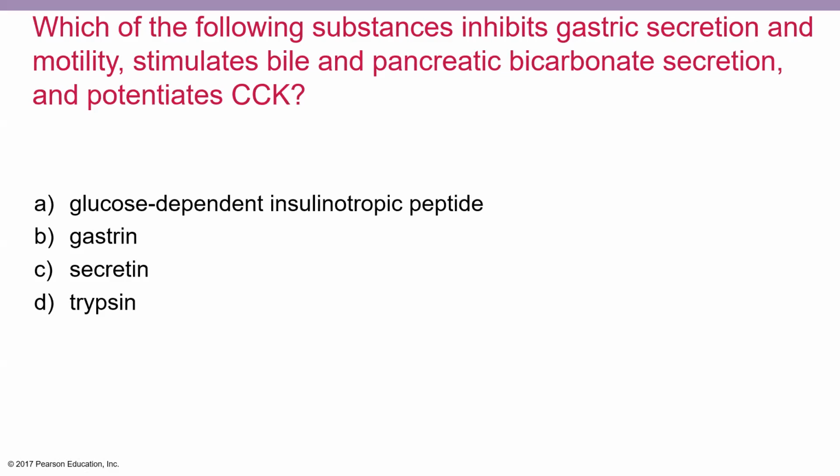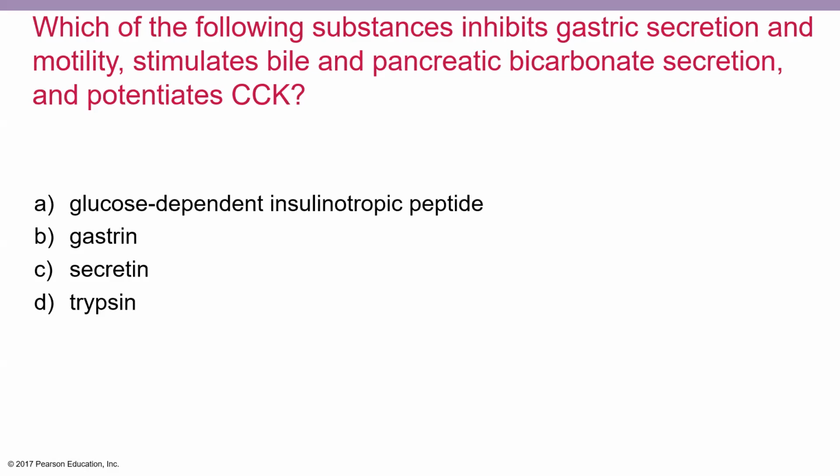Okay, which of the following substances inhibits gastric secretion and motility, stimulates bile and pancreatic bicarbonate secretion, and potentiates CCK? So that is secretin, okay? Really straightforward. Remember, secretin and CCK both have that S sounding, if you want to use that as a way to remember it. Both of them have similar synergistic relationships, similar responses, and they potentiate each other, okay?